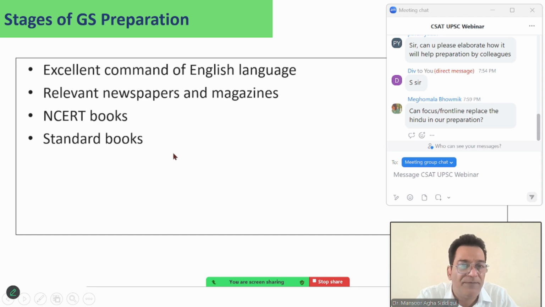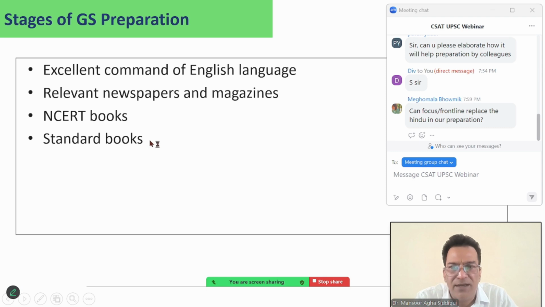Meghumala asks, can Focus or Frontline replace The Hindu in our preparation? No, The Hindu is something that you cannot compromise upon. First step is The Hindu, second step is Focus and Frontline. And apart from these three things, you do not have the time to go in for referring to a fourth thing.